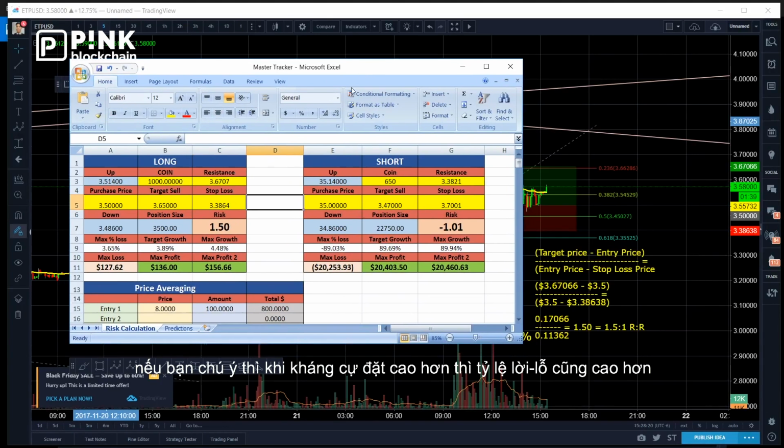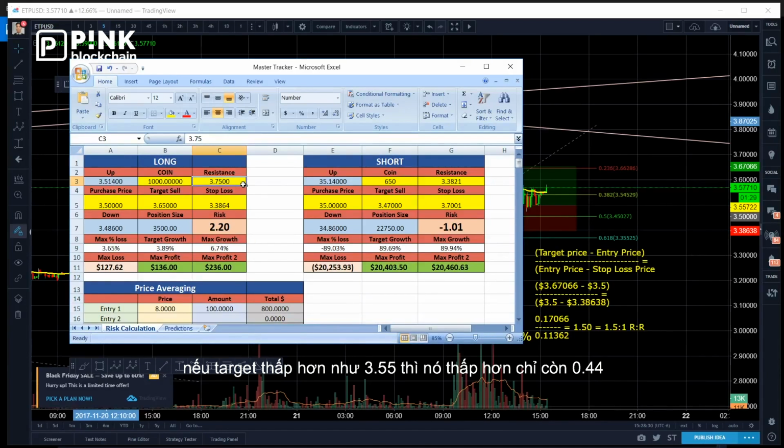If you notice, the risk to reward popped up right away. If I increase my resistance to 75, then my risk to reward ratio is higher. If my target was lower, say 3.55, well, now my risk to reward is really low at 0.4. You don't want to do that, guys. You always want to take risk to reward setups of at least one and up. My scalping risk to reward positions that I take are very risky. They have lower than one risk to reward ratio, okay?